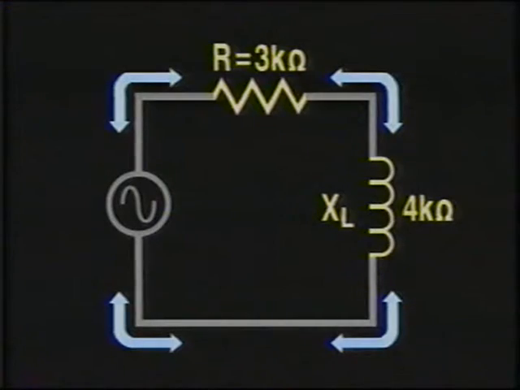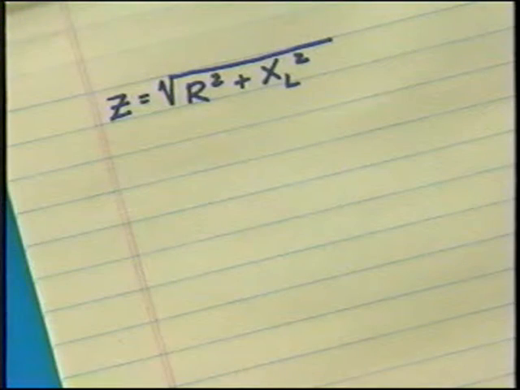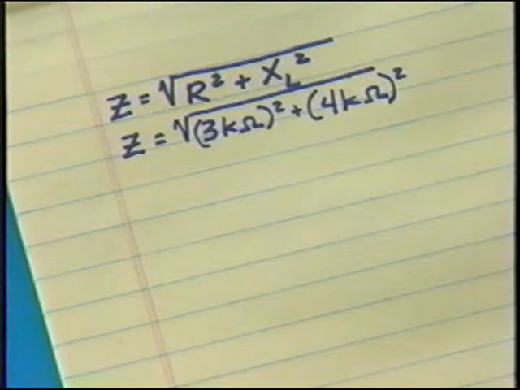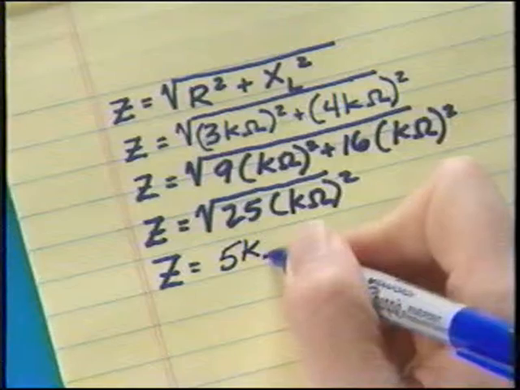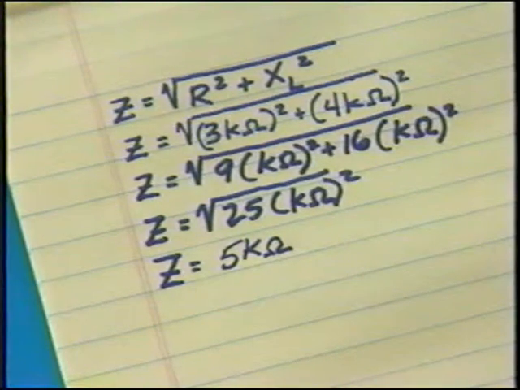Let's apply the formula to calculate the impedance of an RL circuit. This series RL circuit has a 3 kiloohm resistor and an inductor whose reactance at the applied frequency is 4 kiloohms. With the example values substituted, the formula reads: the impedance, Z, equals the square root of the quantity 3 kiloohms squared plus 4 kiloohms squared. This results in the square root of 25 kiloohms squared, yielding 5 kiloohms for the circuit impedance.